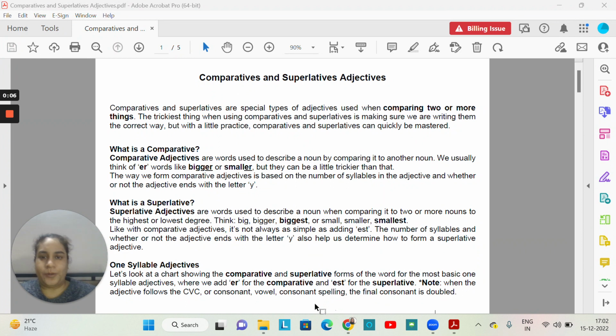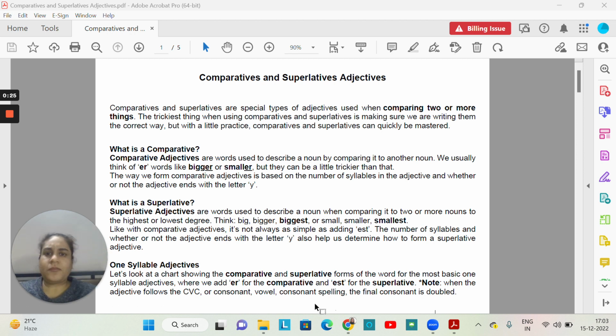Today we're going to pick up another common topic, which is comparative and superlative adjectives. We all know what adjectives are, we all know the different types of adjectives, but we are not going to go into the detail of the different types. We're just going to stick to comparative and superlative adjectives.